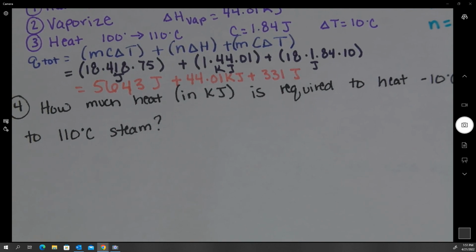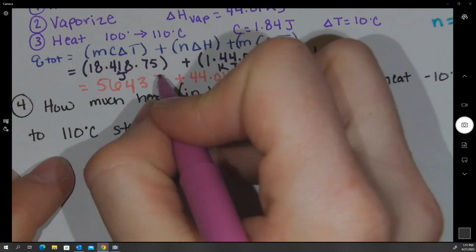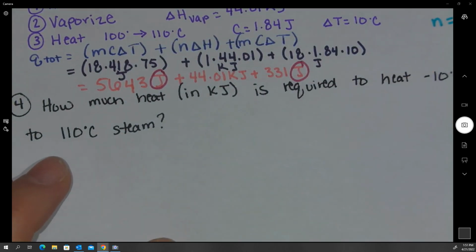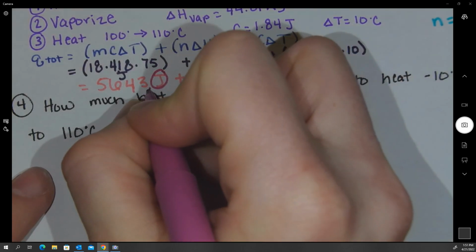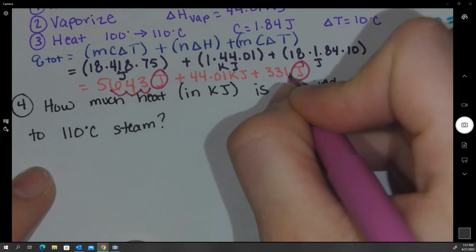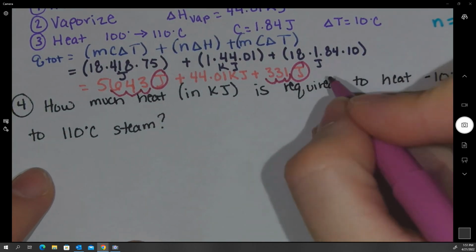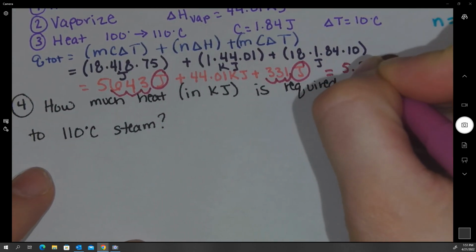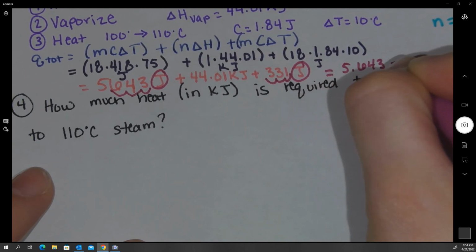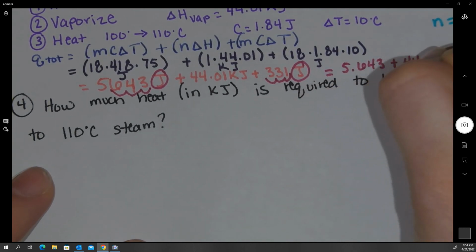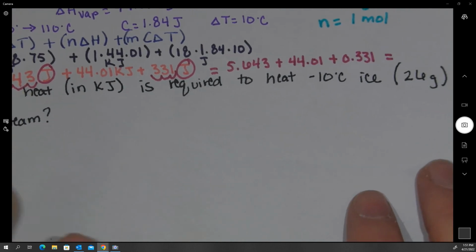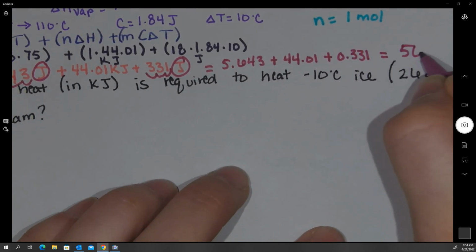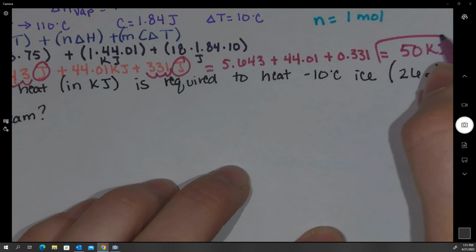What unit do I have to change? I've got to change everything to kJ, so I'm going to change these two. How do I do it? Divide by 1,000, so I'm going to move the decimal 3 spots to the left. So I end up getting 5.643 plus 44.01 plus 0.331. And when I add all of that together, I end up getting roughly 50 kilojoules.